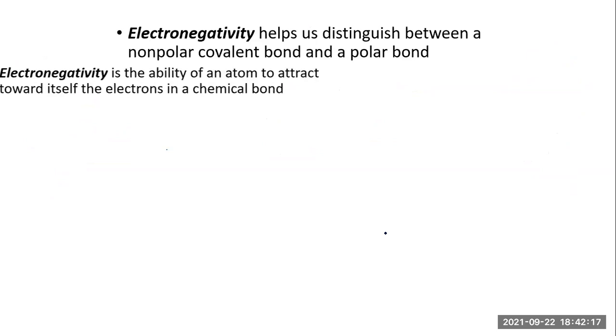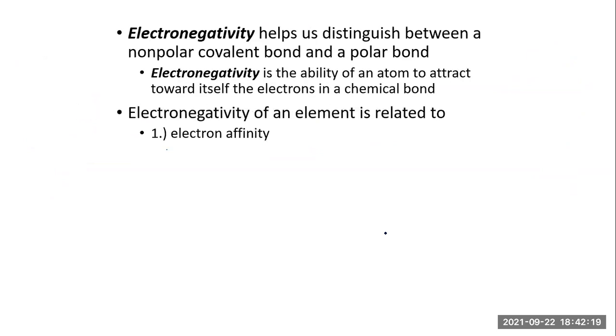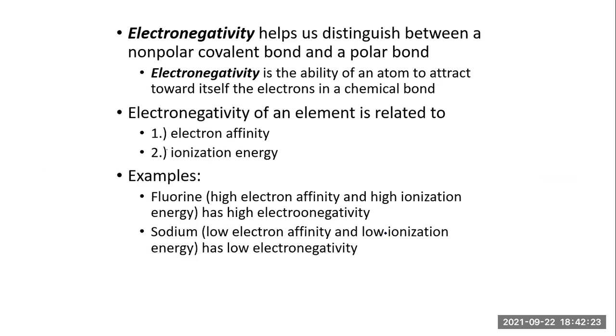So how do we determine if we're going to deal with an ionic bond, a polar bond, or a non-polar bond? It really is the electronegativity that helps us determine that. Electronegativity, as I mentioned before, is the ability of an atom to bring electrons towards itself.